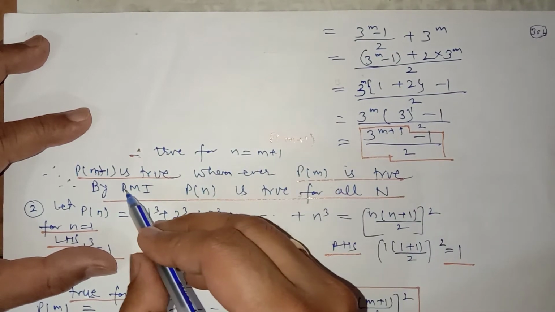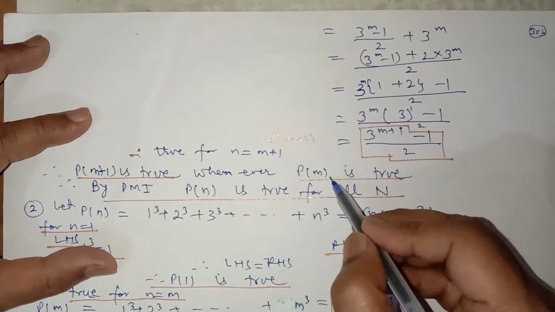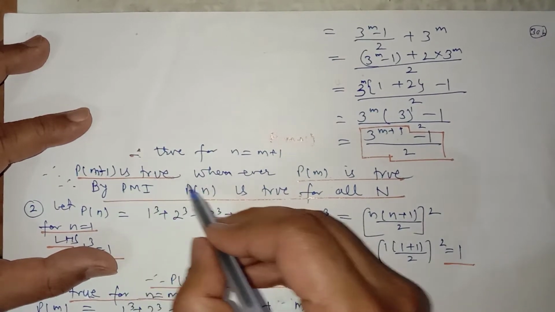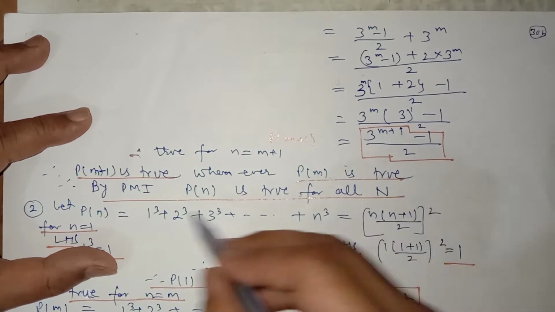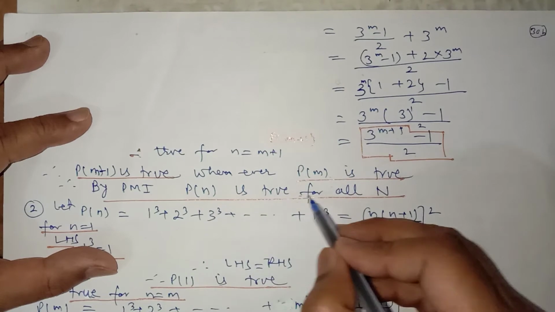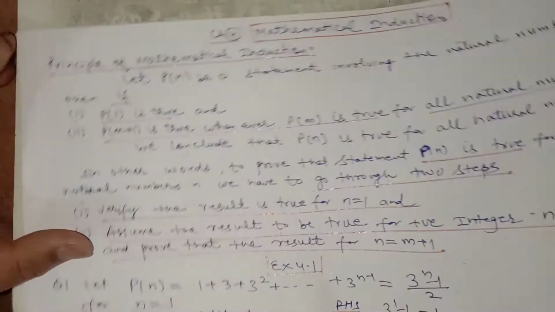So what do you have to write in the end? That Pm plus 1 is true whenever Pm is true. This statement you have to write. This is the principle of mathematical induction. So Pm plus 1 is true whenever Pm is true. So therefore, by the principle of mathematical induction, Pn is true for all natural numbers. The Pn is this statement.